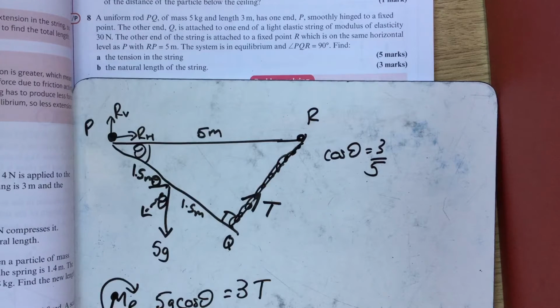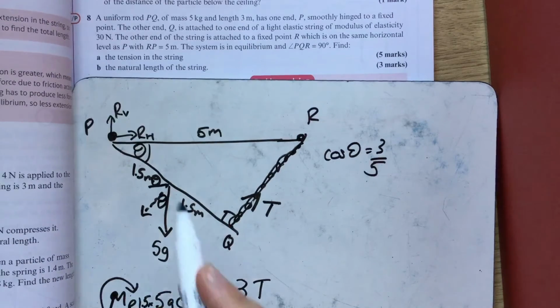and I forgot to times this by the distance, whoopsie, so there should be a 1.5 in here as well, because that was just my component of the force. I forgot to times it by that distance. So I end up with 1.5 G is equal to my T, which tells me that tension is 14.7 newtons to 3 significant figures. Cool.